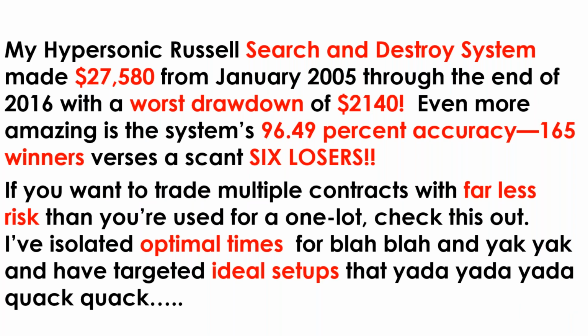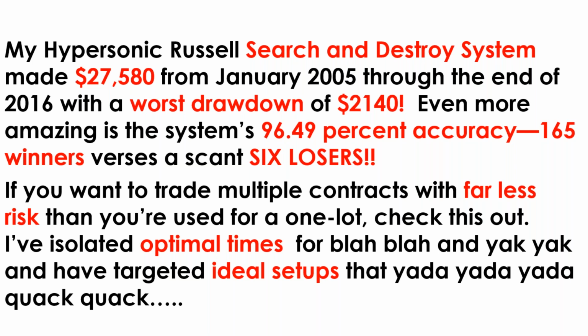All right, so charlatan pitches. This is very typical of what you get in the mail. My hypersonic Russell search and destroy system made $27,580 from January 2005 through the end of 2016 with a worst drawdown of $2,140. I always love this red type. You know, they're punching up the action verbs here, things they really want to emphasize.